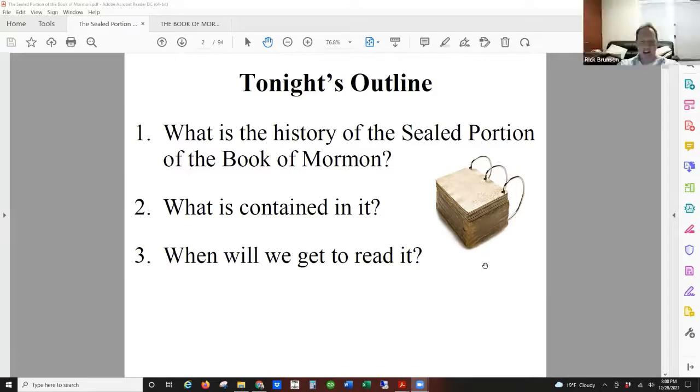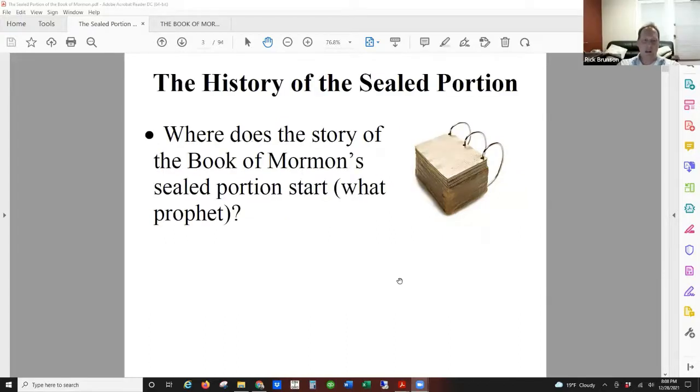So tonight's outline we'll cover three things. Number one, what is the history of the sealed portion of the Book of Mormon? Two, what is contained in it? And three, when will we get to read it? Questions two and three are pretty straightforward. Those should be answered pretty quickly, but let's start with the history of the sealed portion.